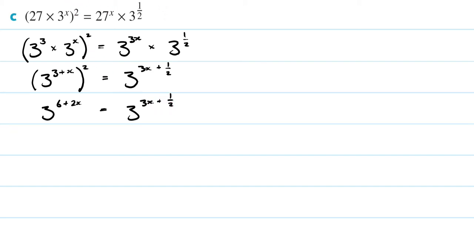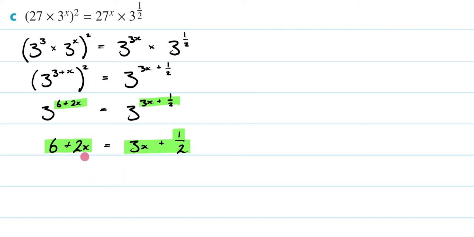I now can equate my indices with each other, so that is going to be equal to that, and that's because my bases are the same, and you've got this equal sign. So I've got 6 plus 2x equals 3x plus 1 over 2. I'm going to get my highlighter, and I'm going to say this is equal to this. I now am going to rearrange to solve for x.